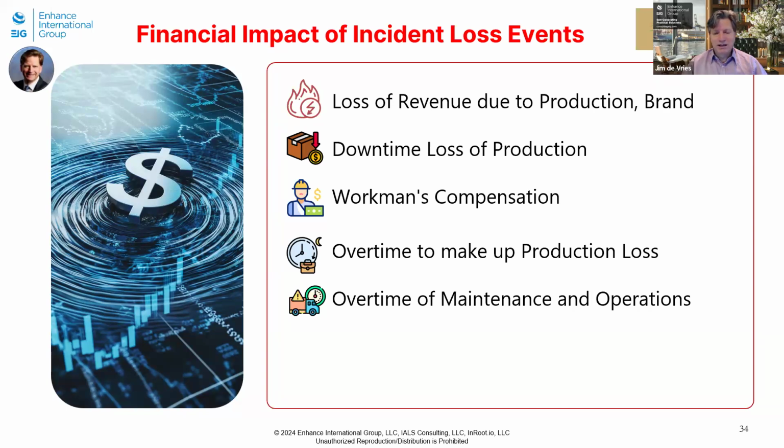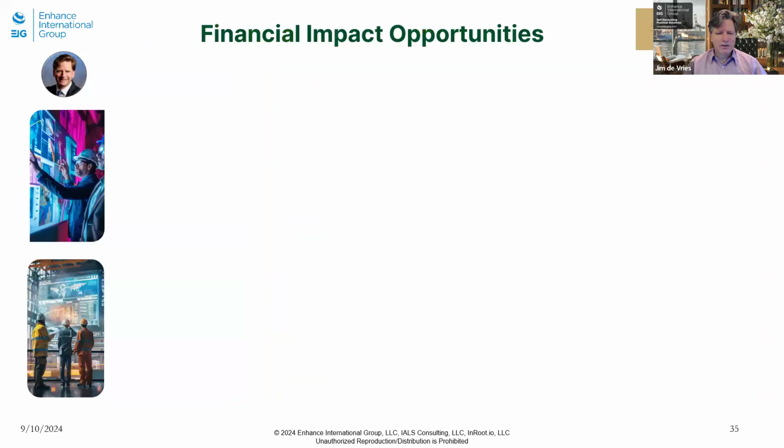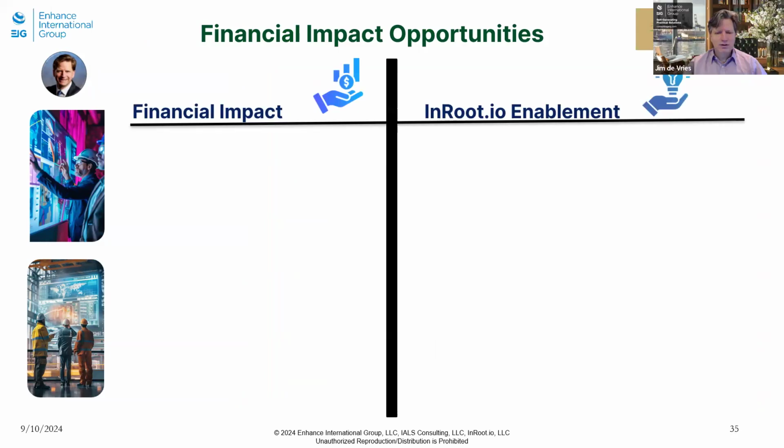But in this case, if you do have an incident, then you're going to need more overtime by those folks that are already working very hard. And then you have the overtime of employees to make up for the person on disability, as we mentioned before. So there's a lot of places where you can find financial impact to this. And with that, I'm going to move on to the next slide on the financial impact opportunities and the enroute.ai enablement. So we'll kick off the first one, life and avoid injuries.